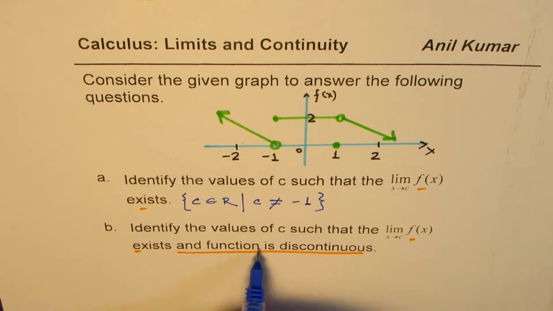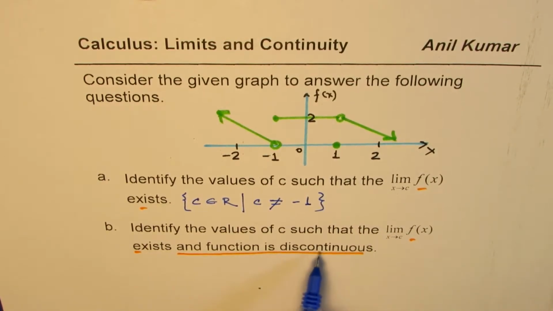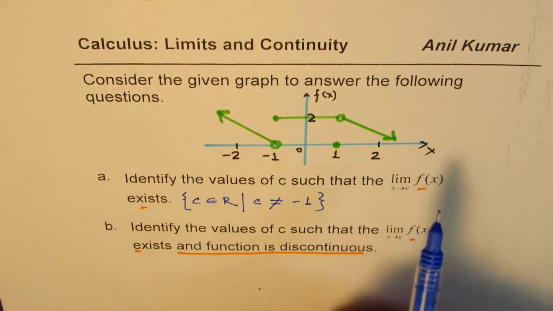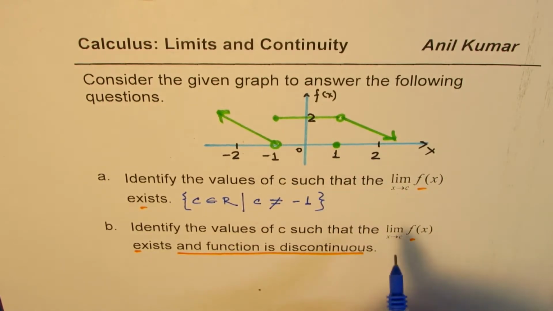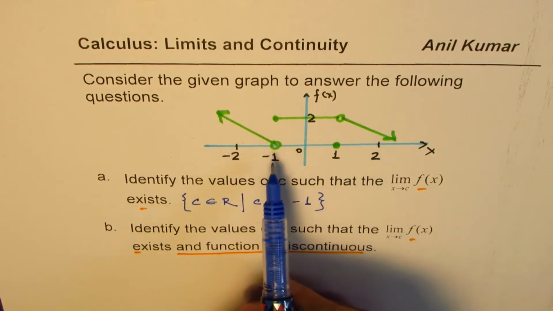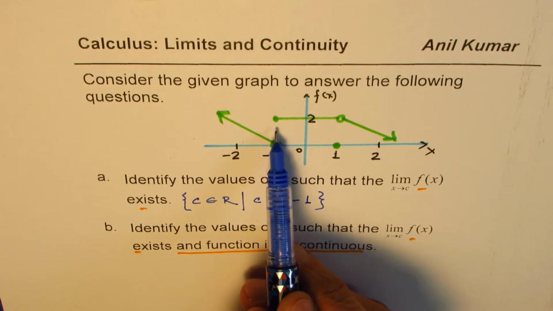Now let's look into the second part. It says the limit exists and the function is continuous. Now the function is continuous at which points? Where the limit exists. So it is all the values except these two, because at this point the limit exists but the function is not continuous. Here also the function is not continuous.